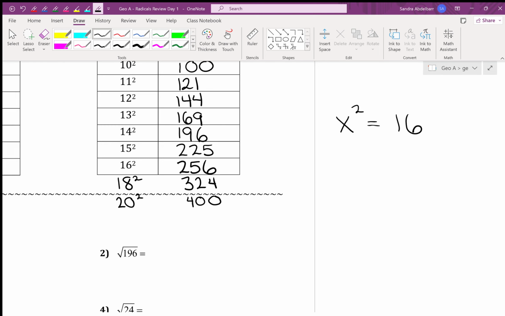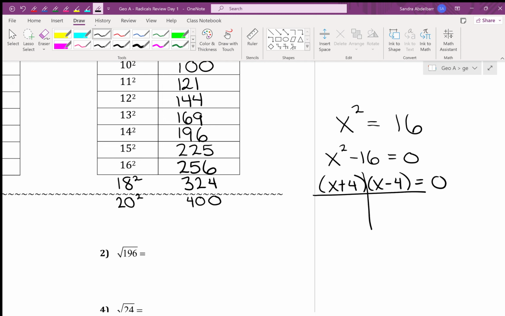The first way you can solve this equation is by factoring. So you bring that 16 over, so we get x squared minus 16 equals 0. And then that is difference of 2 squares factoring. So this becomes (x plus 4)(x minus 4) equals 0, and then you solve by setting each parenthesis equal to 0. And you end up getting x equals negative 4 and x equals positive 4. That was one way of solving this.